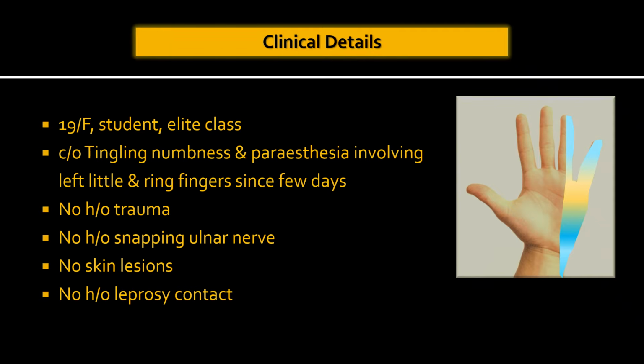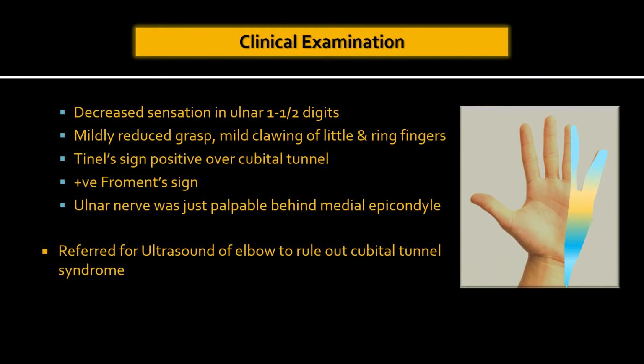This was a 19-year-old female student from an allied class. She presented with complaints of tingling, numbness and paresthesias involving left little and ring fingers since few days. So, very classical history of ulnar neuropathy. There was no history of trauma, no history of snapping ulnar nerve, no skin lesions or no history of leprosy contact. Clinical examination was highly suggestive of ulnar nerve involvement.